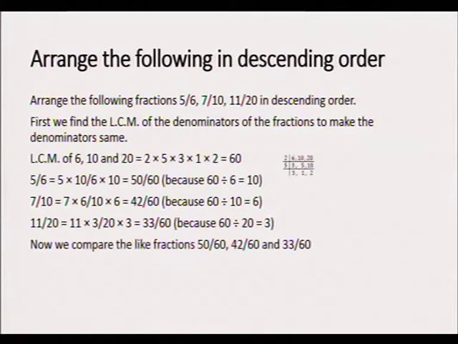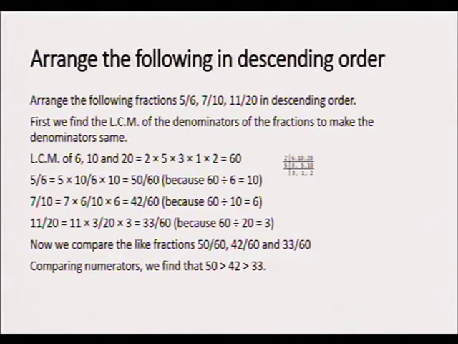Now let's look at what is next. Now we can compare these like fractions, because now the fractions all have the same denominator. It's 50 over 60, 42 over 60, 33 over 60. We see that all of them have 60 as their denominator. So now we can actually see which one is big and which one is small, because now all the denominators are the same. So how do we see it? Comparing the numerators, we find that 50 is bigger than 42 and 42 is bigger than 33. So that is your order.